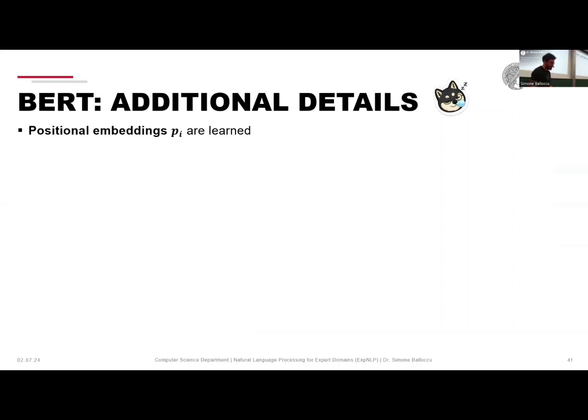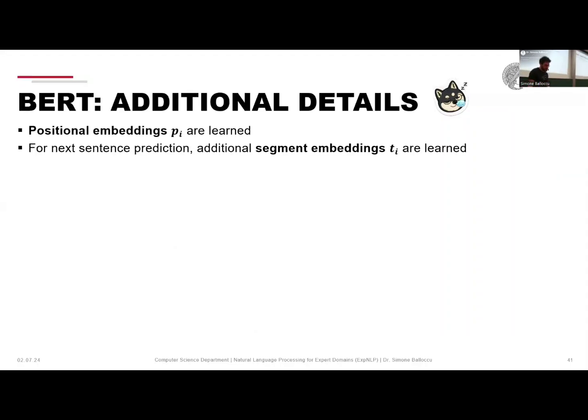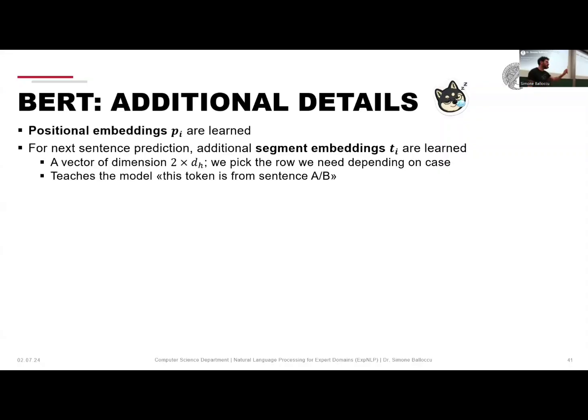This is not exam relevant, but if you are curious about how BERT is implemented, we have positional embeddings. They're not sine or cosine waves, they're learned. For the next sentence prediction, we actually have a segment embedding, which is learned as well. It is a vector of two rows, where each row is related to a sentence, and teaches the model, this token is from sentence A, this token is from sentence B. Having more information helps BERT understand what kind of sequence it is dealing with when there are two.